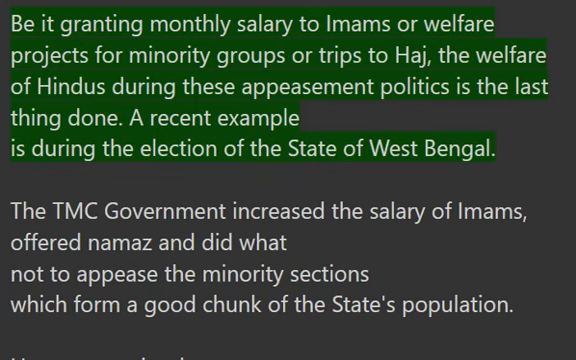A recent example is during the election of the state of West Bengal. The TMC government increased the salary of imams, offered namaz and did what not to appease the minority sections which form a good chunk of the state's population.